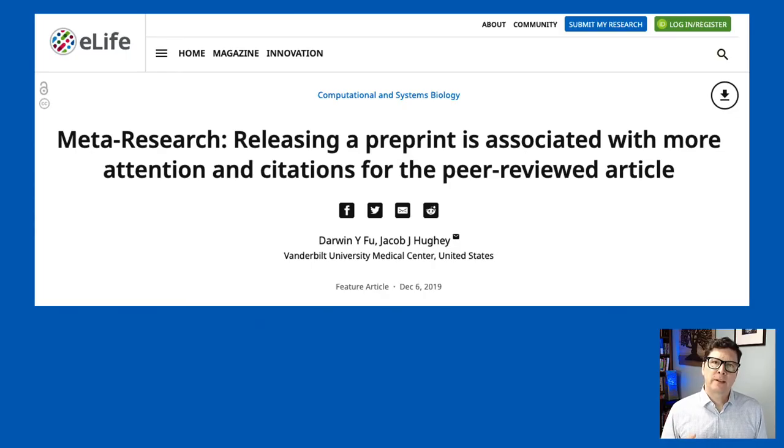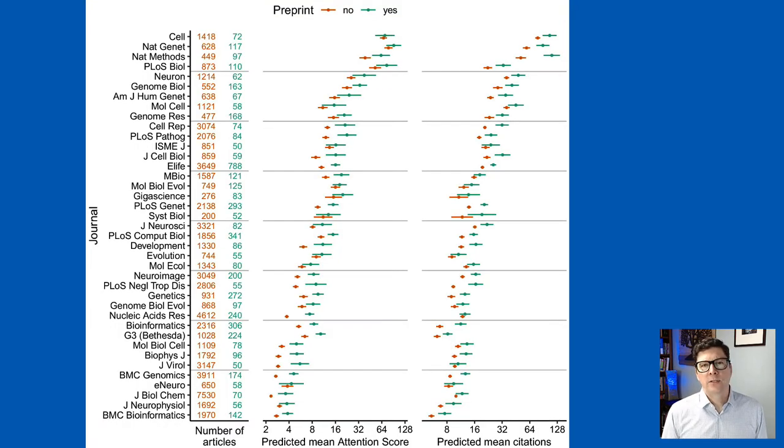Let's look at some evidence that citation rates are higher for articles that have been released as preprints. This is an article that was published in 2019 in eLife, and they show that releasing a preprint is associated with more attention and citations for the peer-reviewed article. So when you release a preprint and then you subsequently publish it in a journal, that journal article gets more citations than if you had gone directly to the journal. Their evidence for that is shown here.